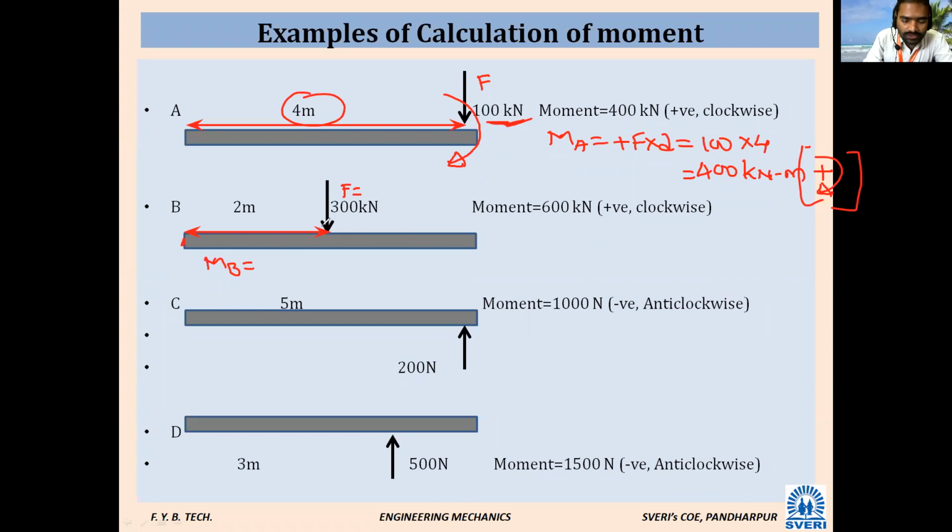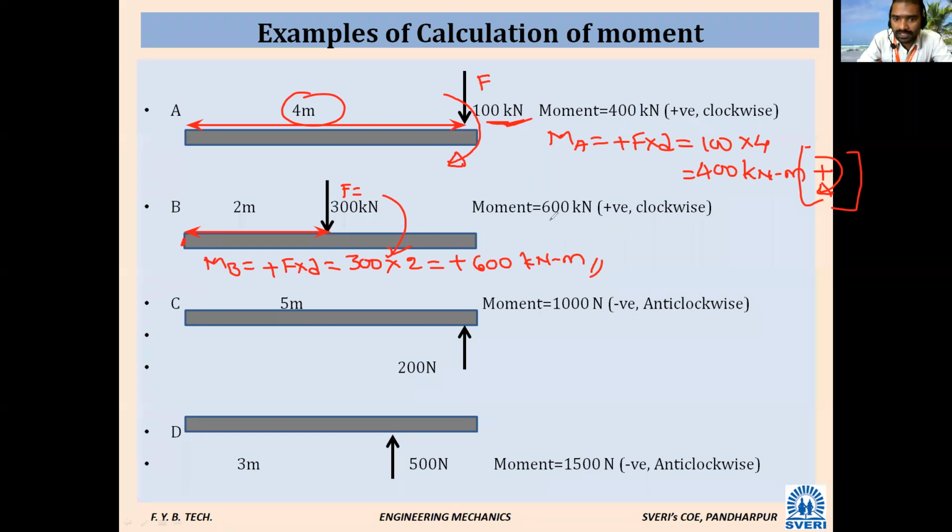This is producing clockwise or anti-clockwise? Clockwise. So this is in clockwise direction. So plus F into D. F is equal to how much? F is equal to 300. Into distance is how much? It is 2 meter. It is equal to plus 600 kilonewton meter. Everyone, is it clear? Yes, sir.